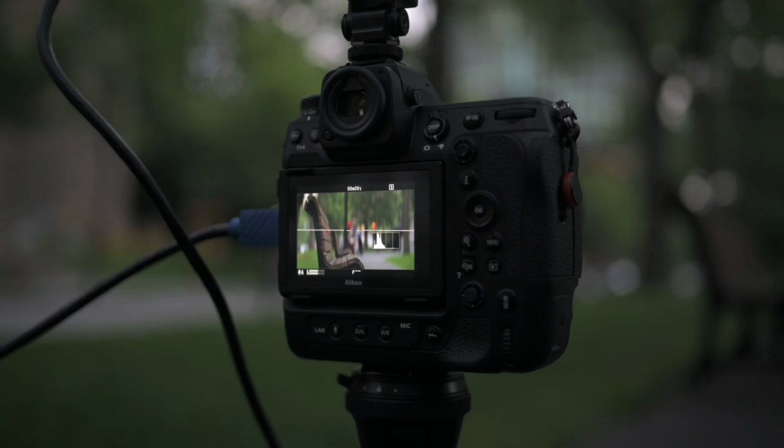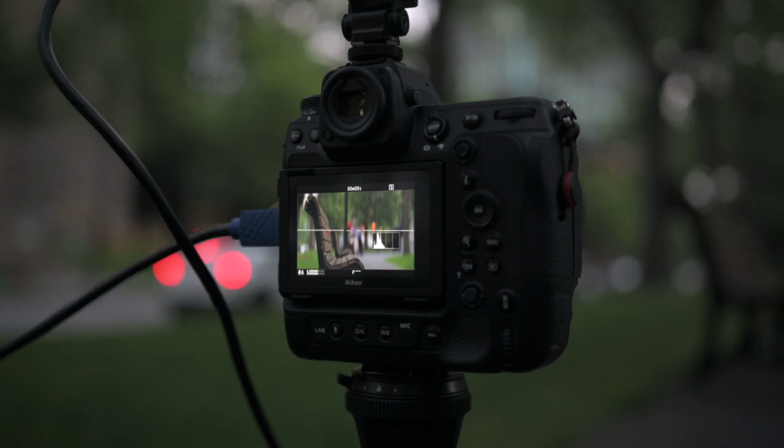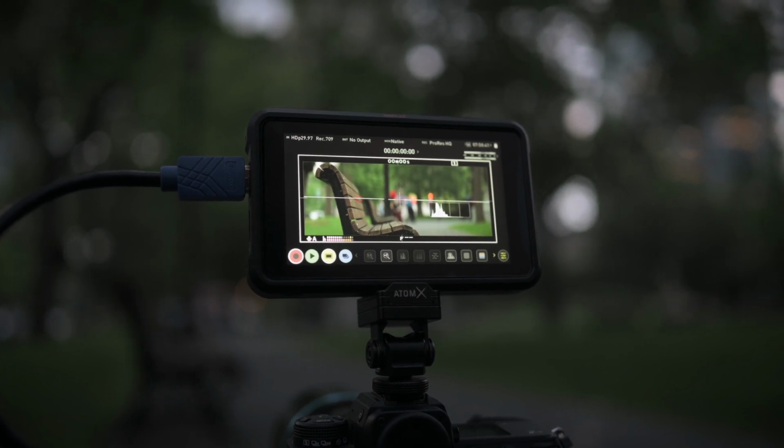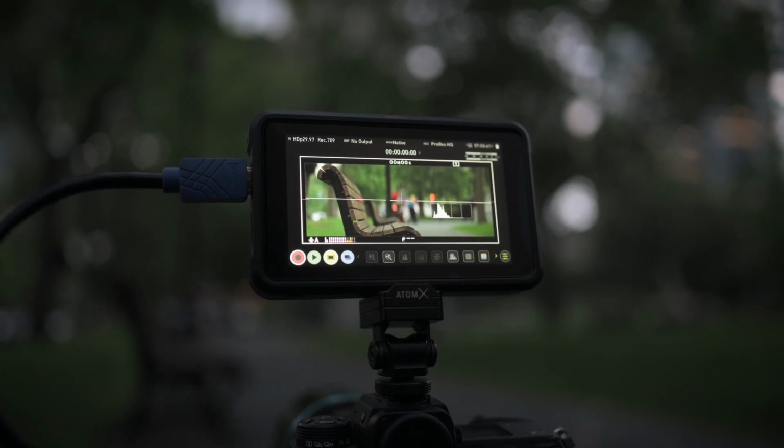If your camera doesn't support anamorphic mode, you will get a stretched live view. Initially, it might look weird, but you get used to it. One way to solve this is by using an external monitor that supports anamorphic mode.